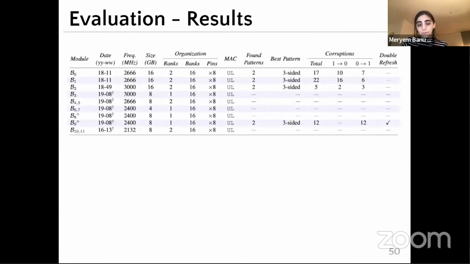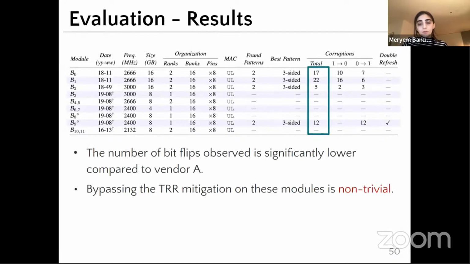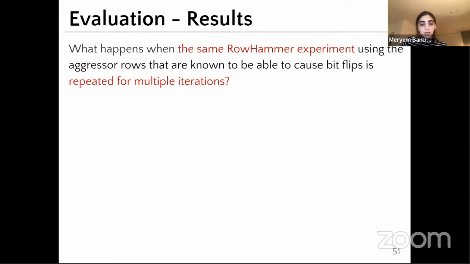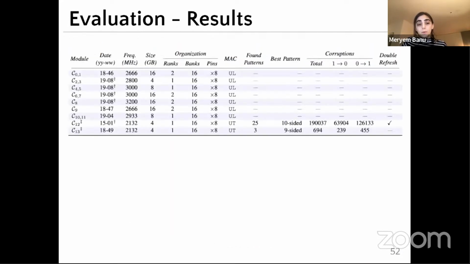For vendor B, the number of bit flips observed is quite low compared to vendor A. This suggests that it is not easy to bypass the TRR mitigation of these modules. The authors performed some additional experiments to see the possible causes of this observation. They select specific aggressor rows that are known to be able to cause bit flips, and they repeat the same RowHammer experiment multiple times. The results show that the number of bit flips observed varies across iterations. The reason for this observation is not fully explained in the paper, though.